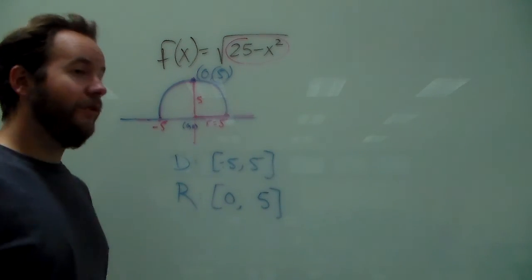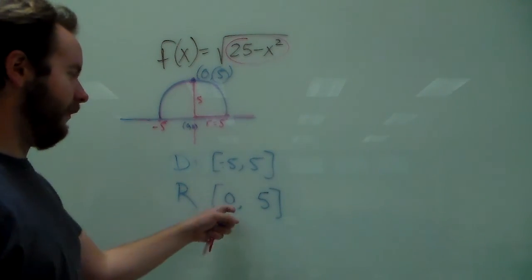We have y equals 0 as our lowest value, so that means the lowest value on our range is 0.